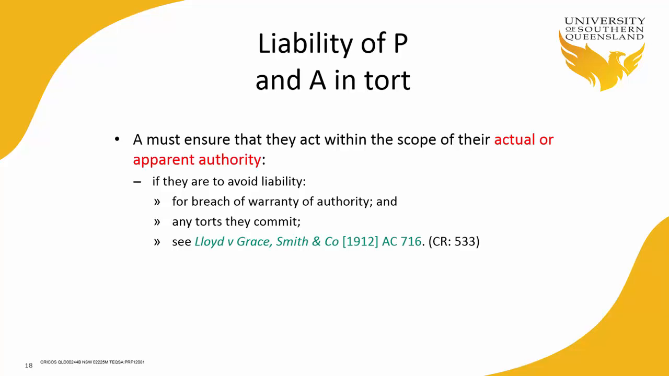Then there is the breach of warranty, talking about the idea of this risk management alert on page 532. Only a third party can sue an agent for damages where there's a breach of warranty of authority.